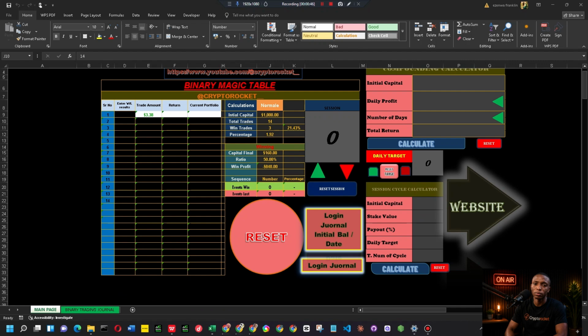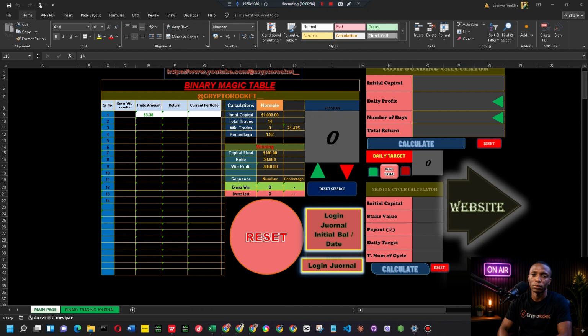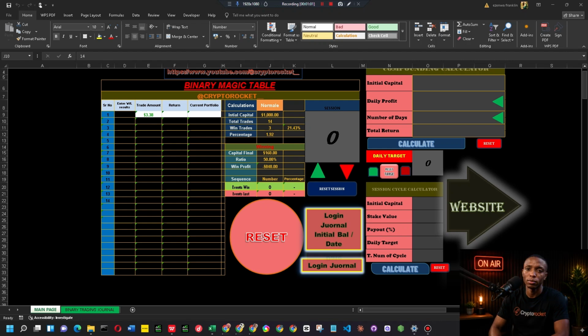This particular binary magic table will help you to manage your capital in a way that, instead of looking as if you are gambling, it will also be an investment option for you. But all you need to do is to have a very good strategy and a very good capital, at least from $500 and above will be fine.